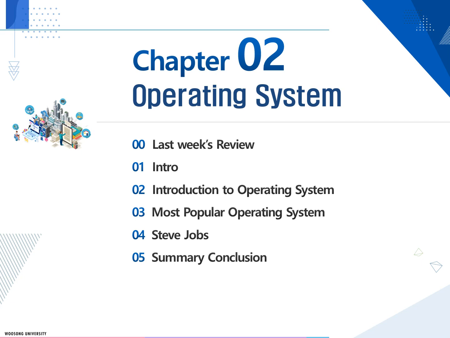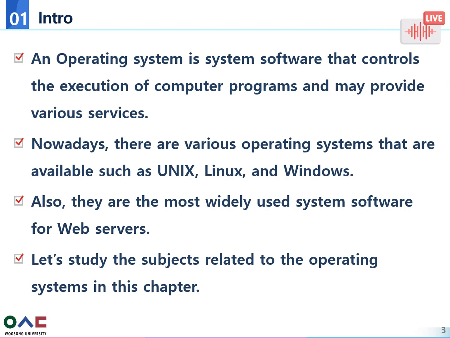Operating system. An operating system is system software that controls the execution of computer programs and may provide various services. Nowadays, there are various operating systems that are available, such as Unix, Linux, and Windows. Also, they are the most widely used system software for web servers. Let's study the subjects related to the operating systems in this chapter.